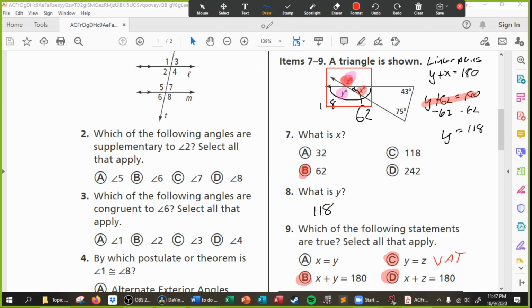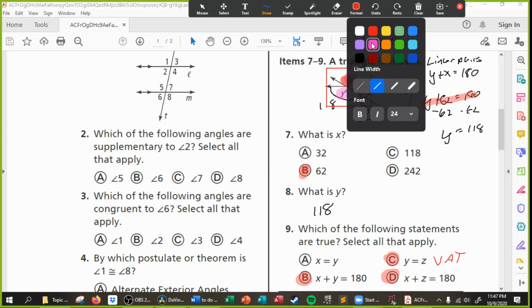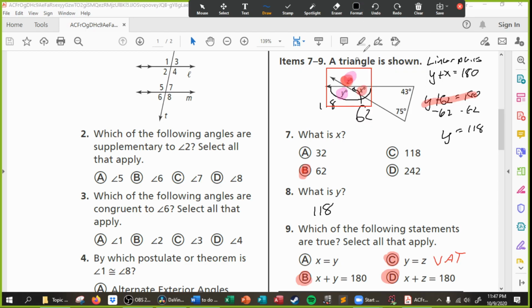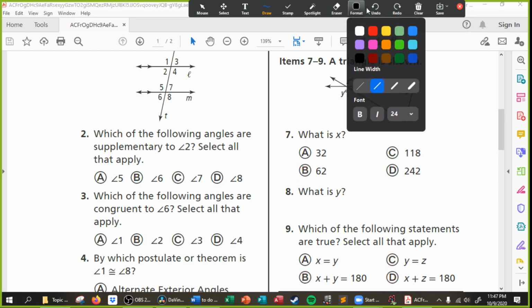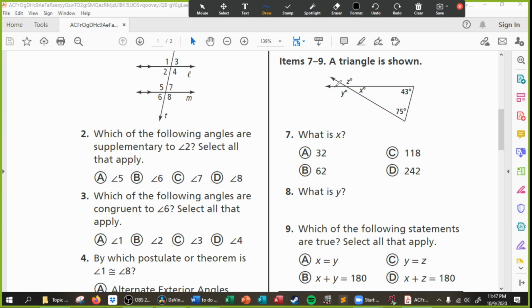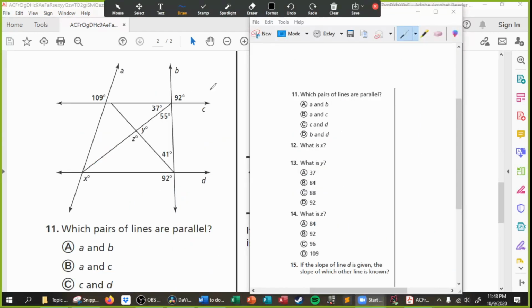Another way to look at these, since I did kind of do them a little quick there, is let's clear the screen and just talk about x plus y again. X plus y being 180 is definitely true because they're linear pairs. And then at the same time, x and z are definitely linear pairs. So for number 9, B, C, and D would all be correct choices.